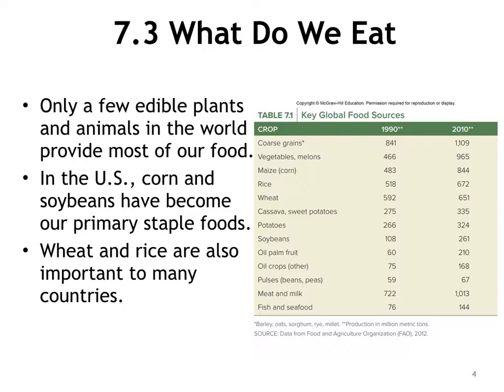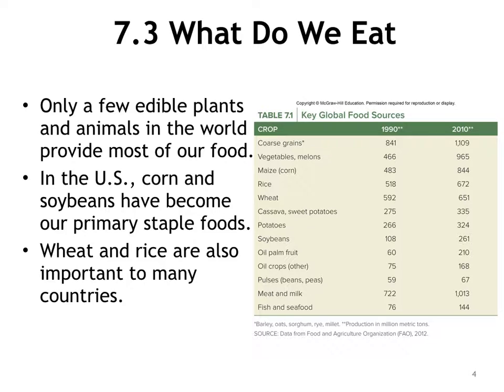Of the thousands of edible plants and animals in the world, only a few provide almost all our food. About a dozen types of grasses, 3 root crops, 20 or so fruits and vegetables, 6 mammals, 2 domestic fowl, and a few fish species make up almost all the food we eat.